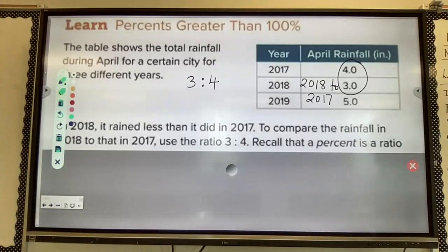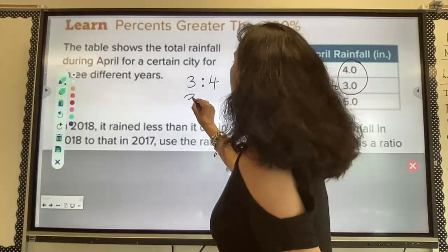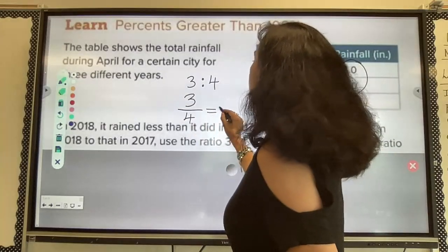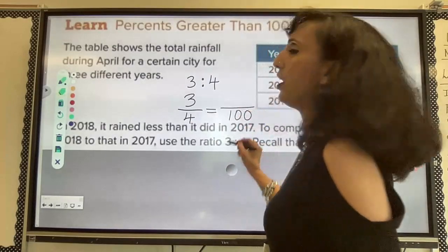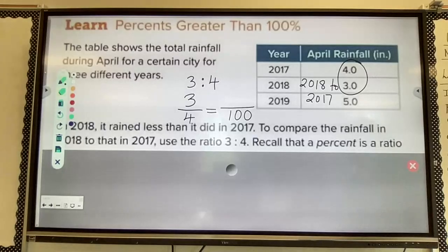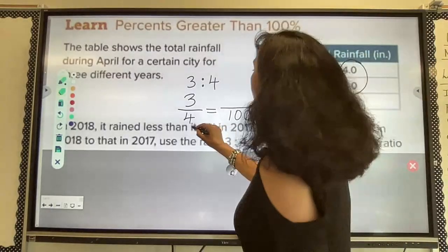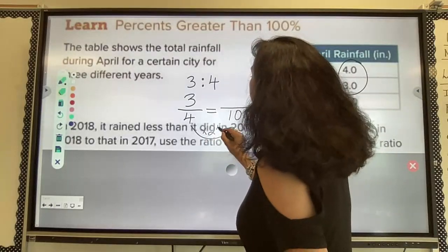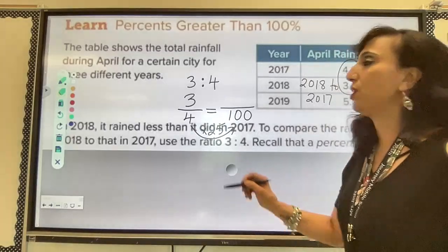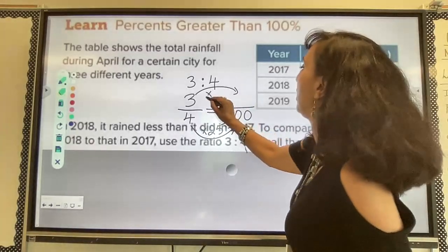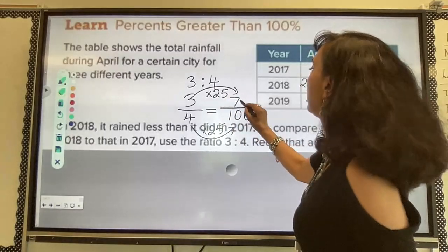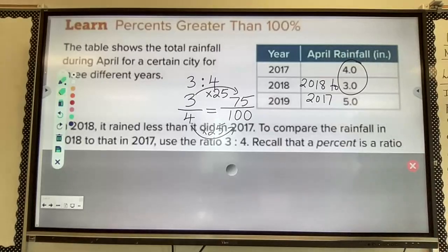I'm going to recall that a percent is a ratio that is comparing a number to 100. So I'm going to write it as 3 to 4 is equal to what out of 100? We're trying to find that percent, and I know that 4 times 25 gives me 100. So the same thing I do to the denominator, I'm going to do to the numerator, and I get 75 out of 100, which is 75%.